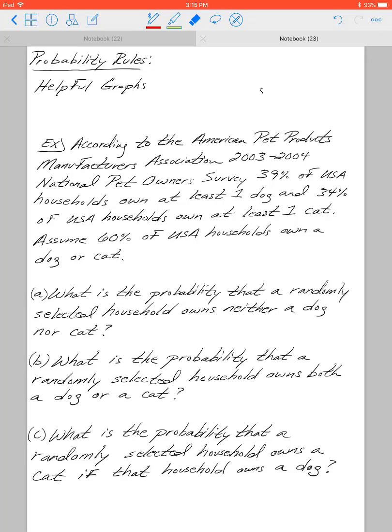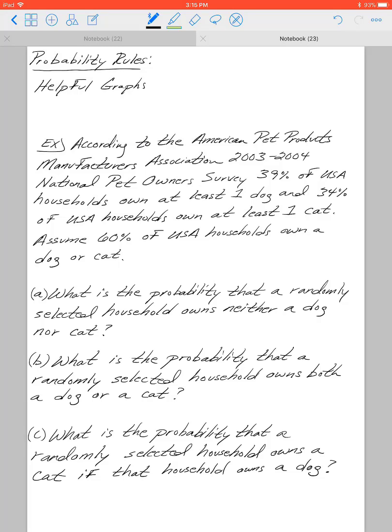Probability rules. Okay, so first, please remember that we have actually already seen one graph type that is helpful when dealing with probability. So in this probability rules video, we're going to review again Venn diagram. We are going to introduce tree diagrams, and we are also going to talk about something called Bayes' rule.